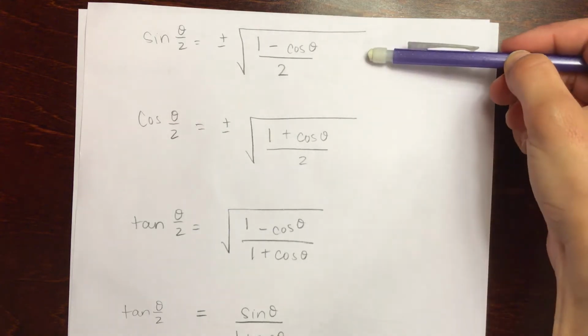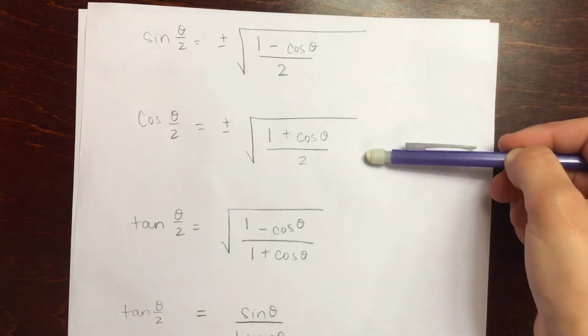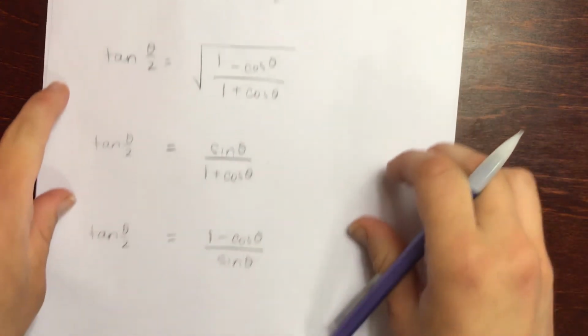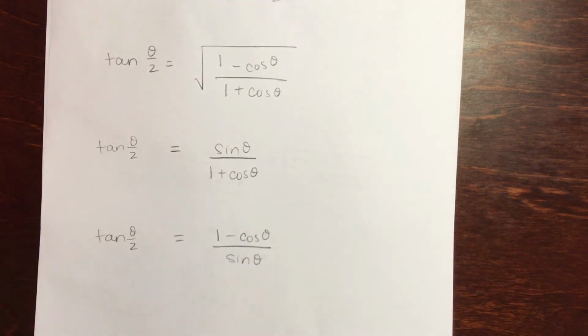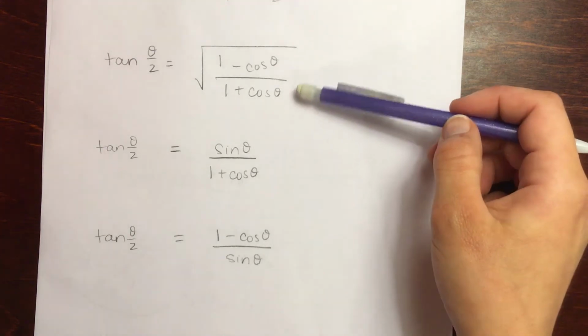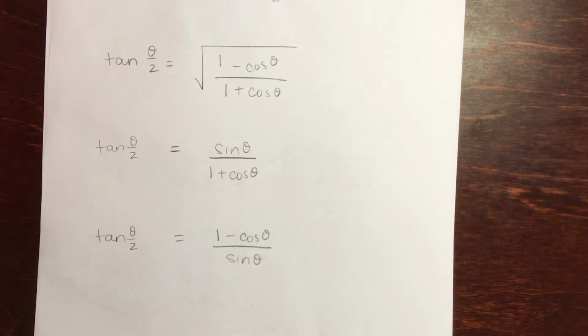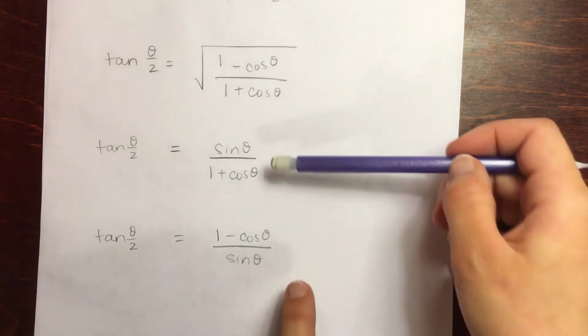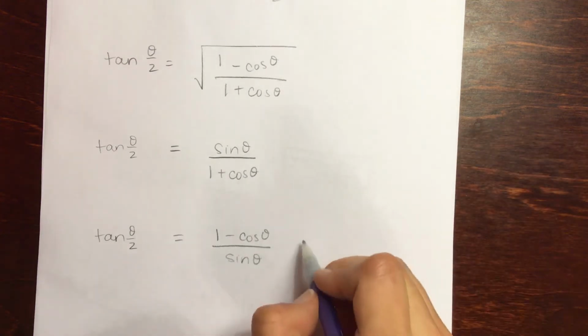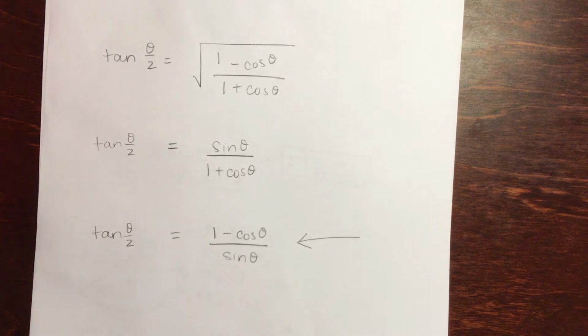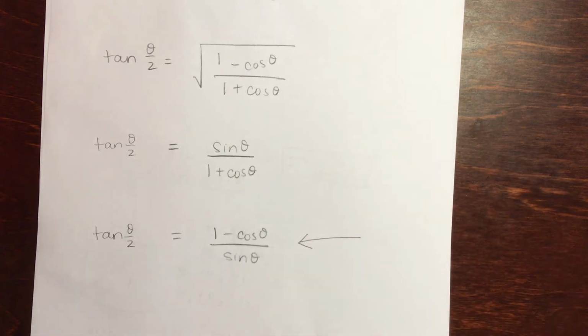This is for sine of theta over 2, cosine theta over 2, and there are 3 choices for what you can use if you want to find tangent theta over 2. They rationalized this denominator and then replaced some things with Pythagorean identity to get these 2 versions. I personally prefer that one because I don't like square roots and I like my denominator to be as simple as possible. But all 3 of these will work for all of these problems.